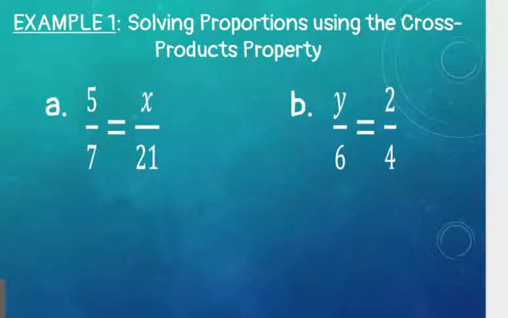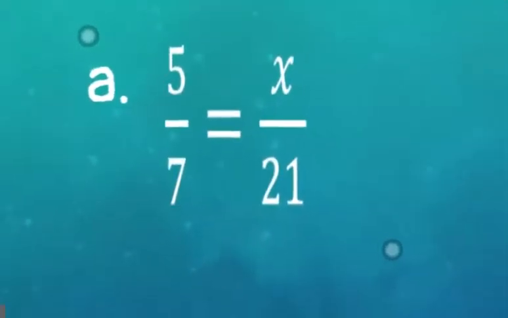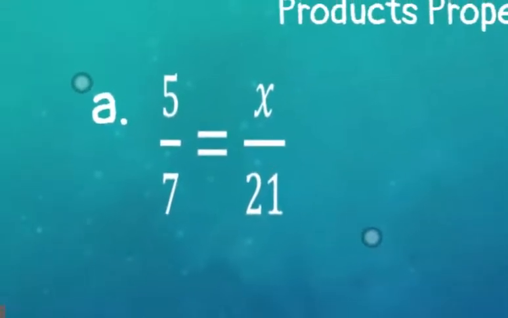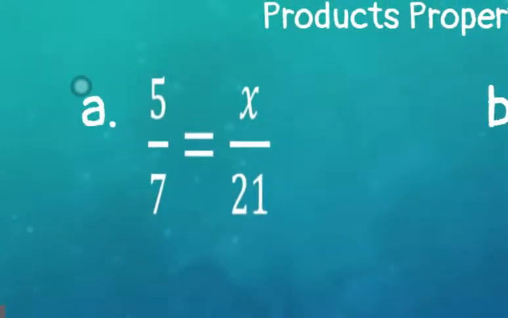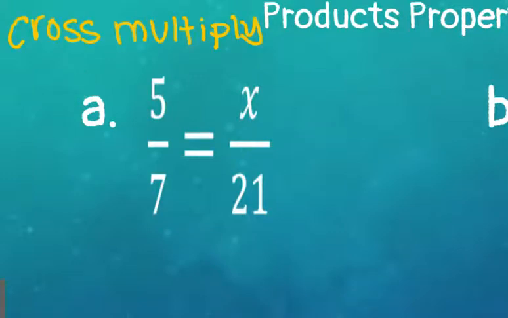Example 1 has us solving proportions using the cross products property. There are 4 parts to this, A, B, C, and D. I'm going to be doing examples A and B with you, and then I'm going to have you do C and D for some on your own practice. So I'm going to dive into example A. Like I said, we're going to be using cross multiply. I want you to think about that word cross multiply. The reason that it's cross is because we're going to be crossing the ratios on the table.